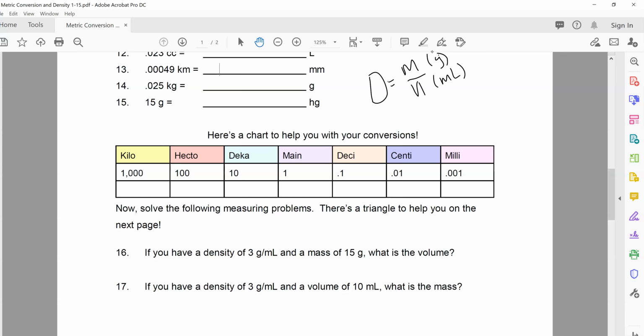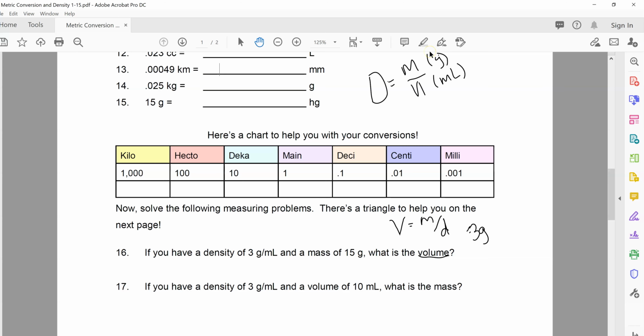So this first problem down here is asking us to solve for volume. When we solve for volume, our formula is going to have to be changed. So this time, volume equals mass divided by density. So we know that our volume is what we want to find. So let's go to the original formula.